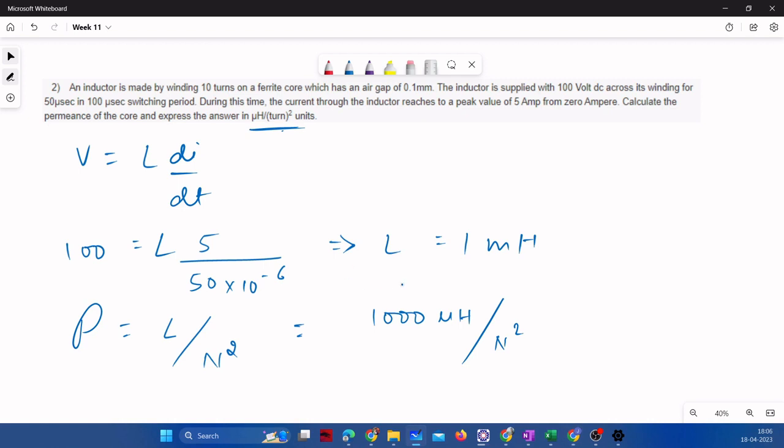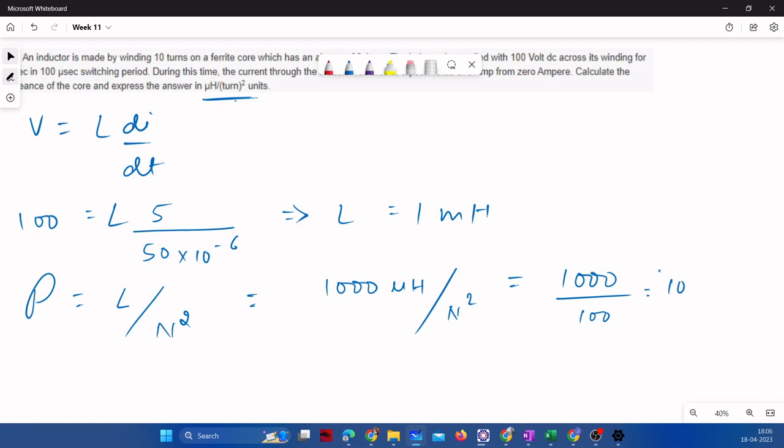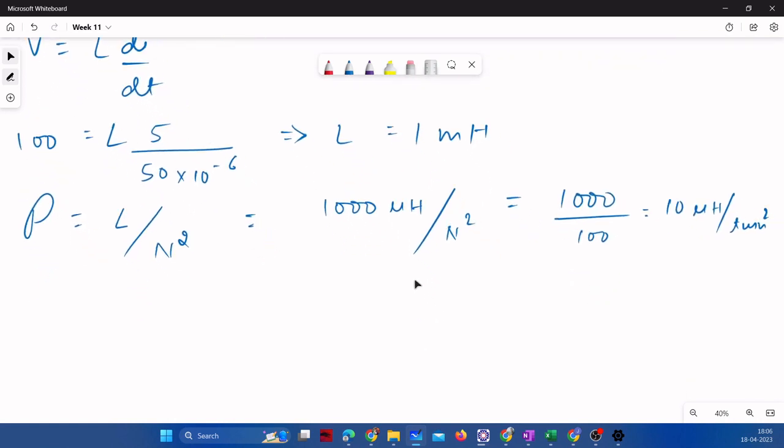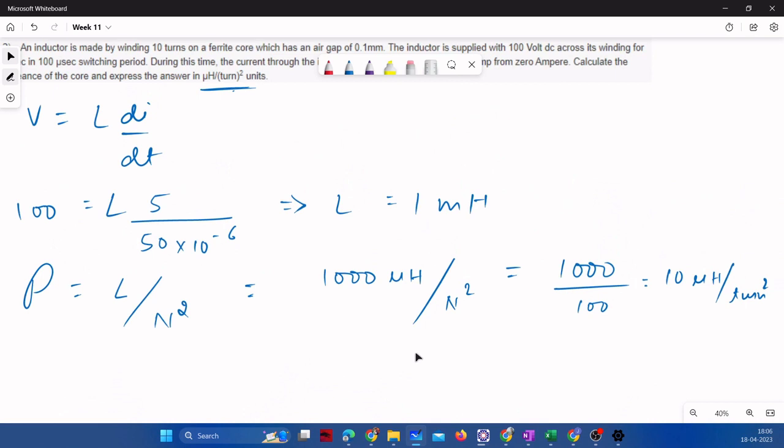Okay, so permeance here is 1000 by the number of turns, which is 10. The square of 10 is 100, so it will be 10 microhenry per turn square. Okay, any doubt in this problem?